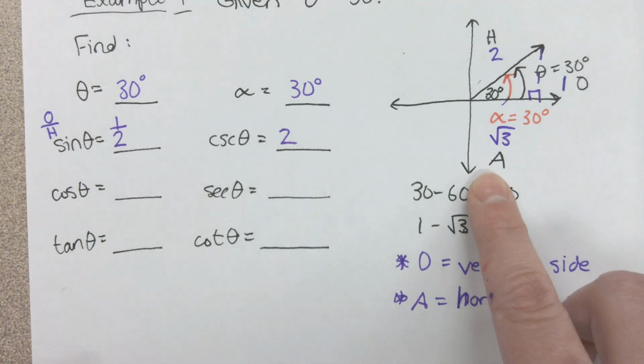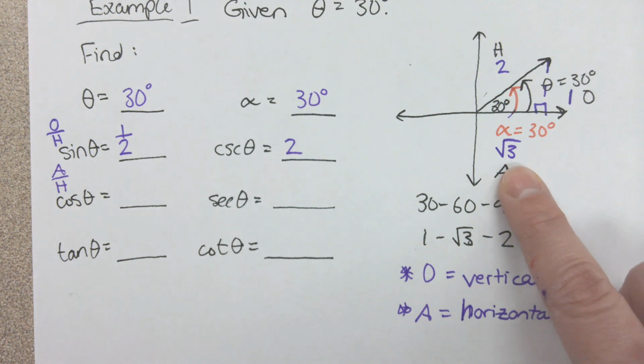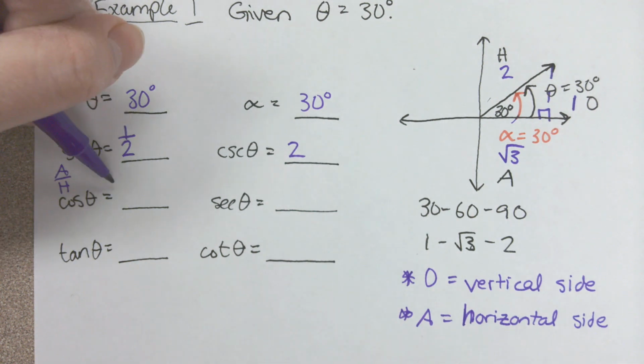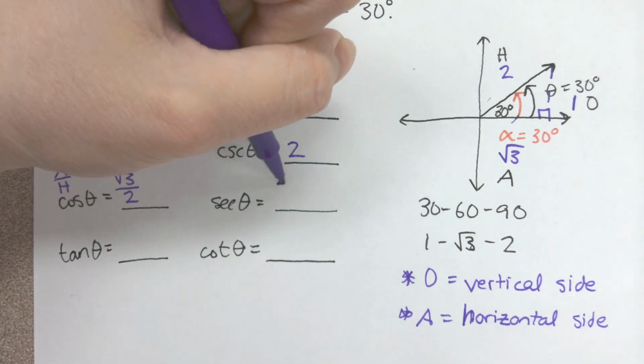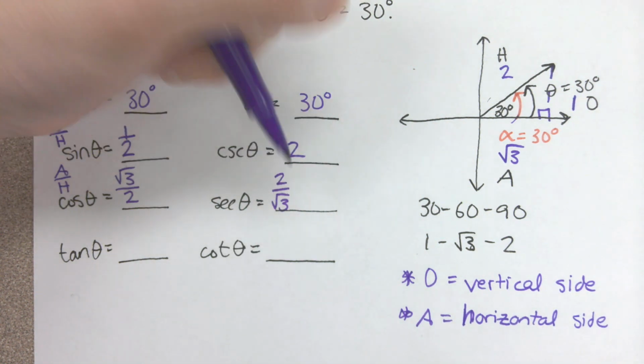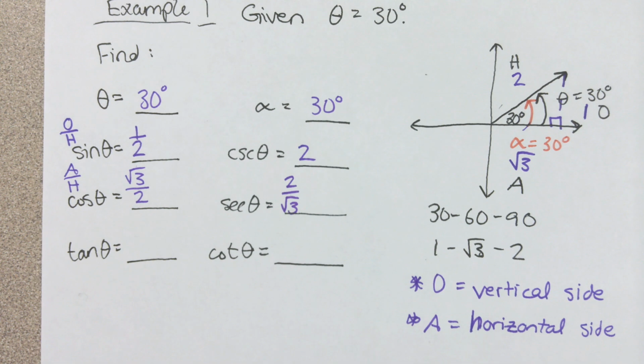Cosine is A over H. So that's rad 3 over 2. For secant, we flip it. 2 over rad 3. Now 2 over rad 3, there is something improper about that answer. You can't have a radical on the bottom. No radicals on the bottom. Let's fix that.